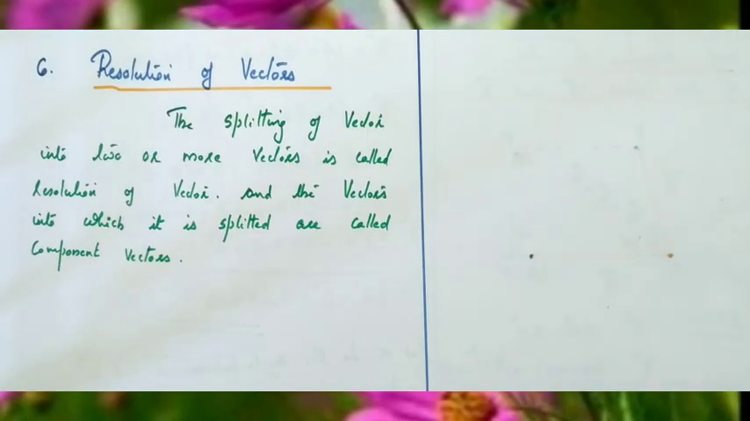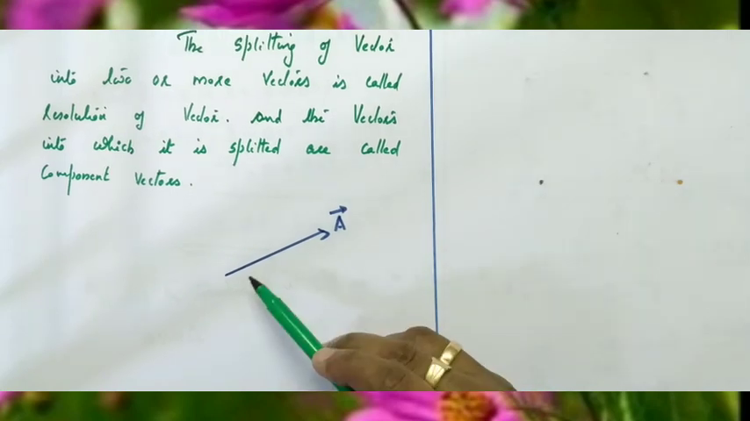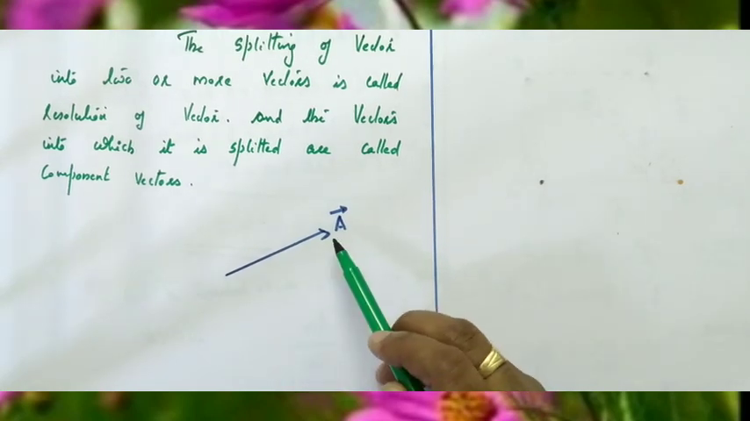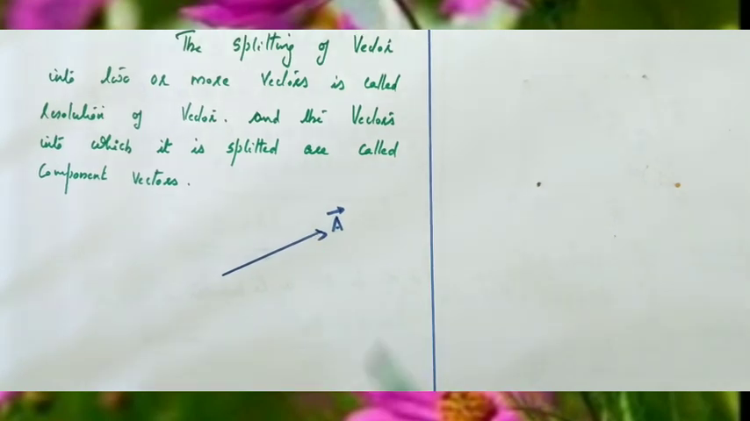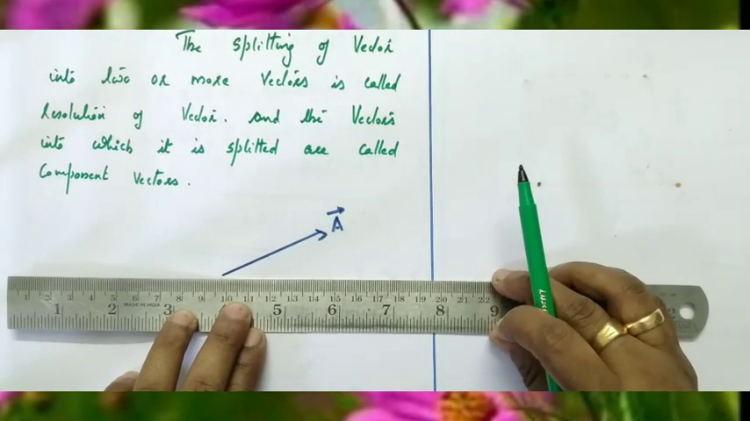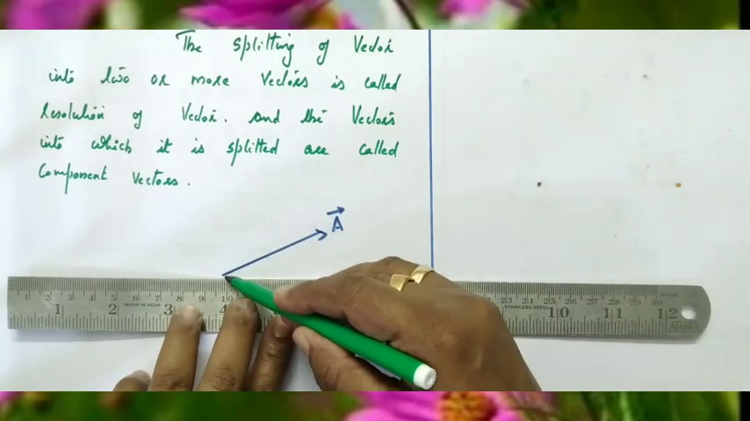Continuing our discussion on resolution of vectors. The splitting of a vector into two or more vectors is called resolution of a vector, and the vectors into which it is split are called component vectors. For example, we can consider one vector. Let this be vector A. This vector A can be split into two or three components like this.